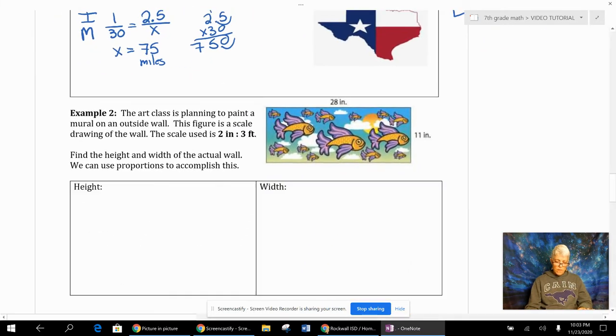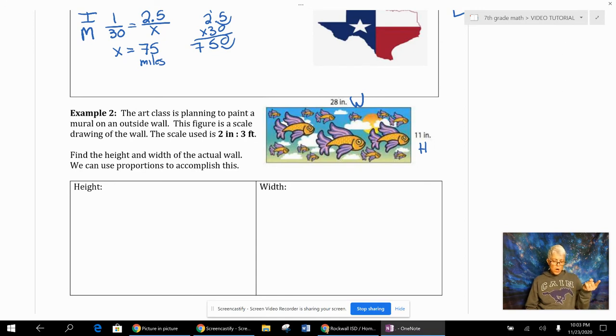Let's look at another one. We have a picture. Okay. Now the picture, if you look, has a width of 28 inches and a height of 11 inches. Now we're going to do this situation twice. At one point we'll look at the height, and at one point we'll look at the width. So we always have to pay attention. What is it asking us for?